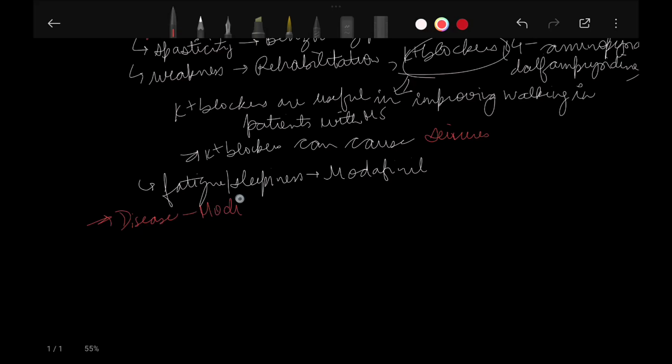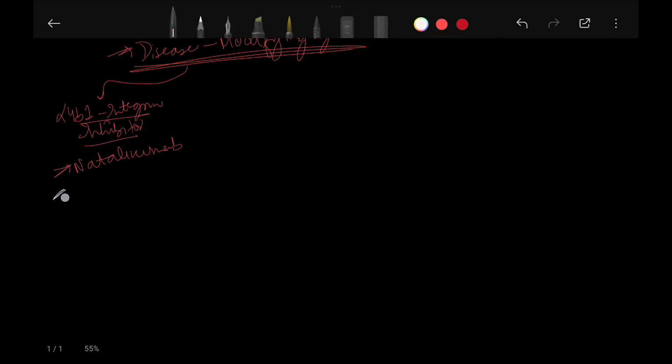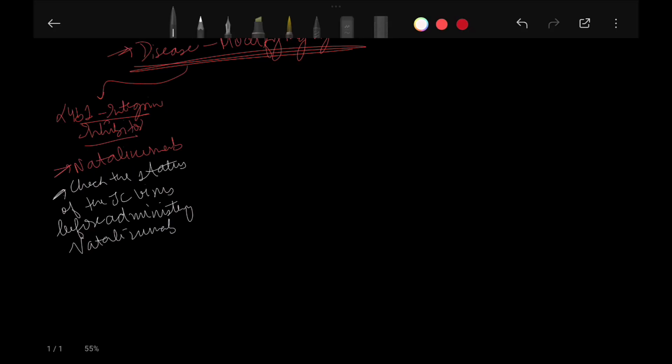Coming to disease modifying agents in secondary prevention. What are they? First of all, we have alpha-4-B1 integrin inhibitor, in which we have nitalimab. But there is a problem. We need to check the status of the JC virus before administering nitalimab.